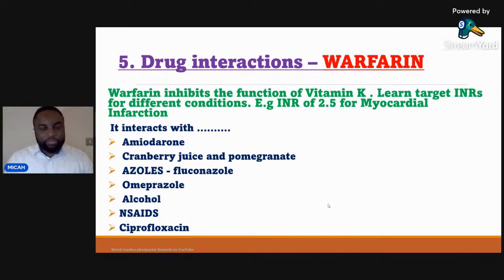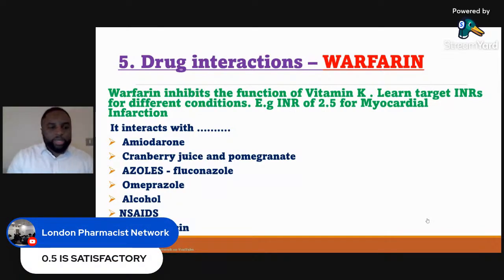Warfarin inhibits the function of vitamin K, and we need to know INR targets for different conditions. For example, if a patient has a myocardial infarction, their INR target is 2.5. That is important. And also know that any INR result within 0.5 of the target is regarded as satisfactory, right? So if a patient is within 0.5 of the INR target, we'll regard that as satisfactory.